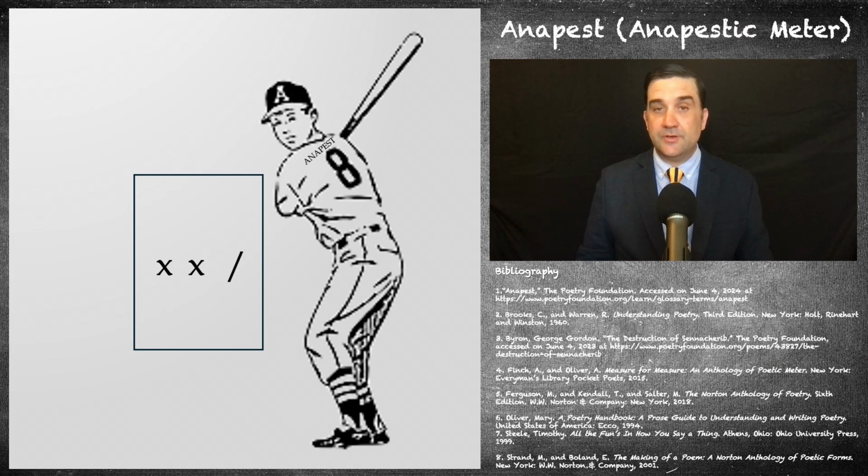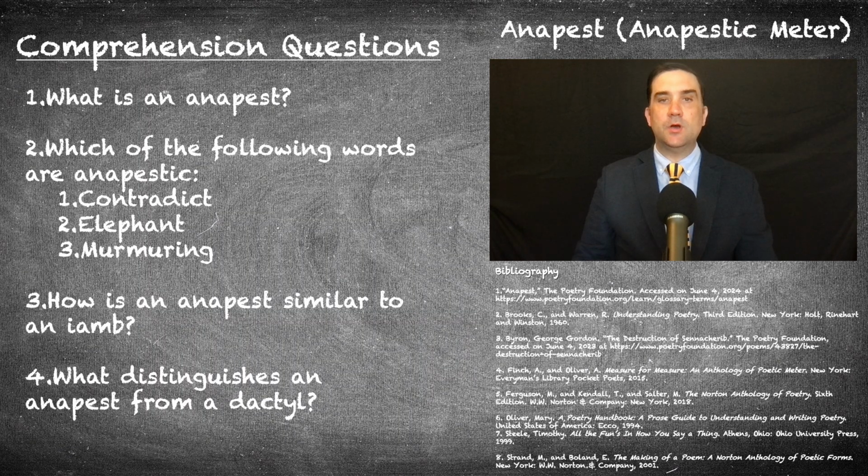Just to make sure that you got it, let's now go to our comprehension questions. Number 1, what is an anapest? Number 2, which of the following words is an anapest? A, contradict, B, elephant, C, murmuring. Number 3, how is an anapest similar to an iamb? And number 4, what distinguishes an anapest from a dactyl?